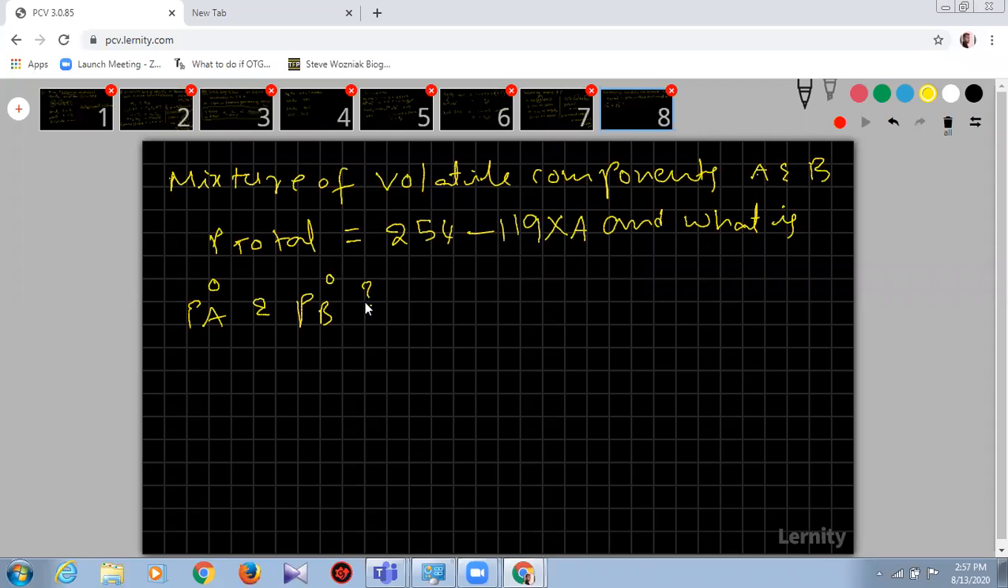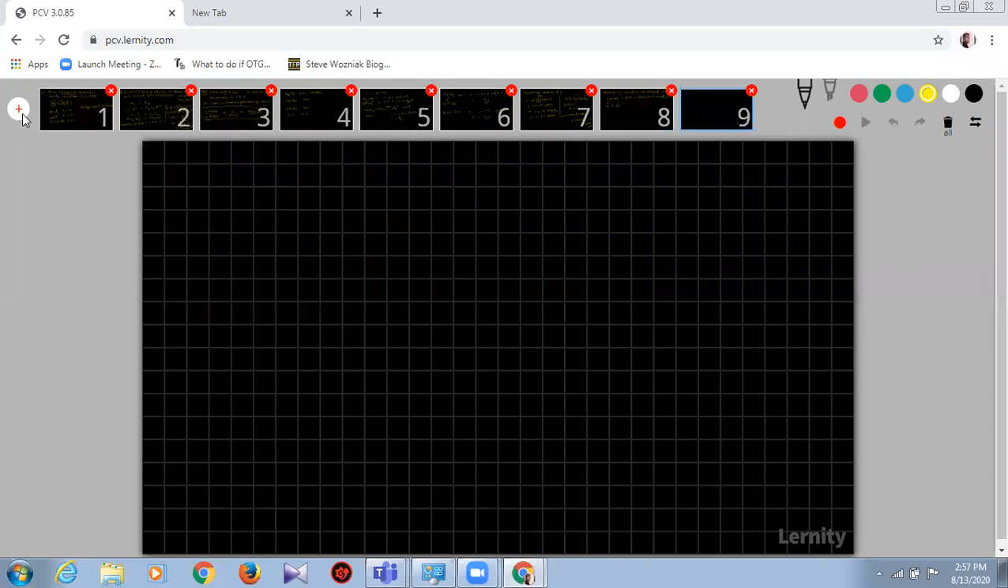So this is the case: a mixture of volatile components is given. Now I will explain this problem on a new slide. Generally, P total is equal to PA plus PB. According to Raoult's law, PA is equal to PA naught XA, plus PB naught XB.